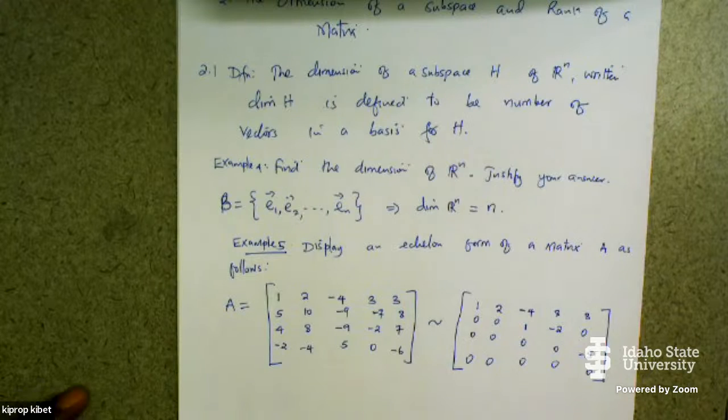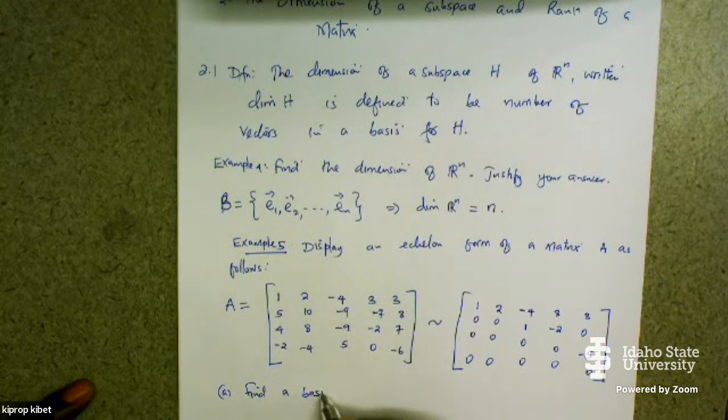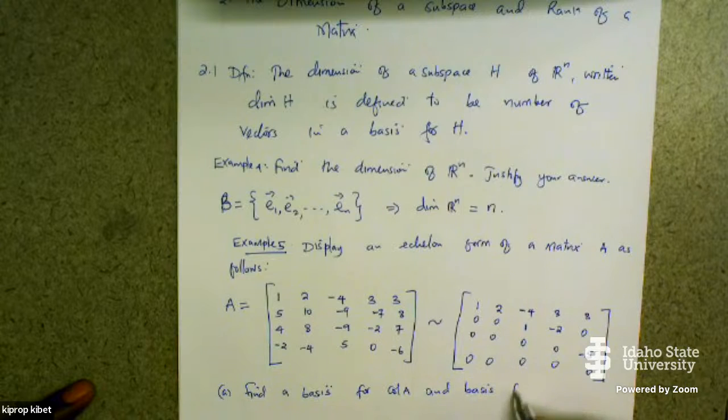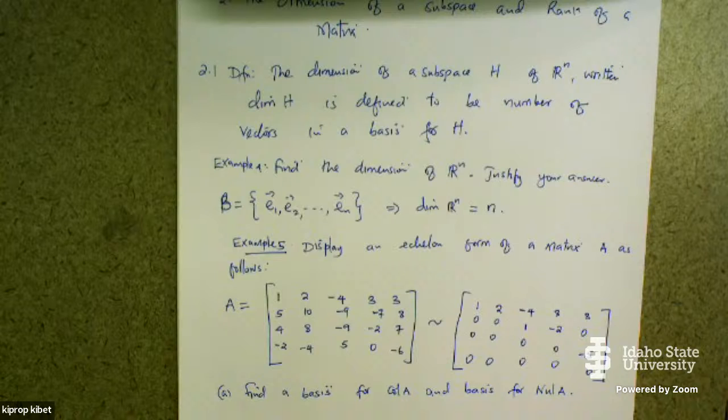Okay, so number A, find a basis for the column space of A and a basis for the null space of A. So the first one is easy. You can actually get it directly from here. So the one for the column space.